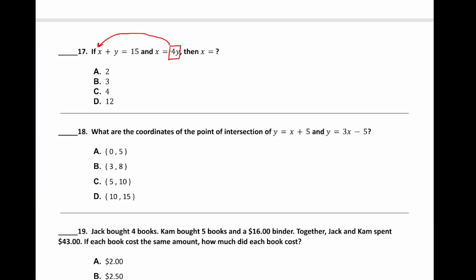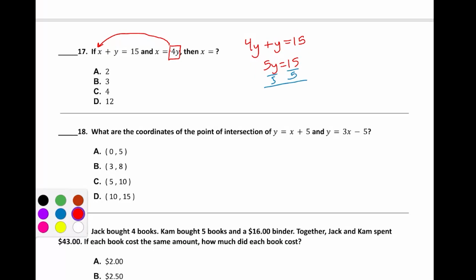So if I rewrite that first equation, but with that substitution, I have 4y instead of x, plus y equals 15. Then I can combine my like terms. 4y plus 1y is 5y. Then I can divide both sides by 5. And what this is going to give me is 3, but that's the y value. We are interested in the x value. So make sure you take a step back and don't be too quick to say that it's B, because it's not B.